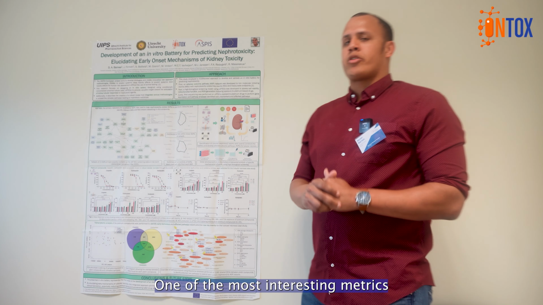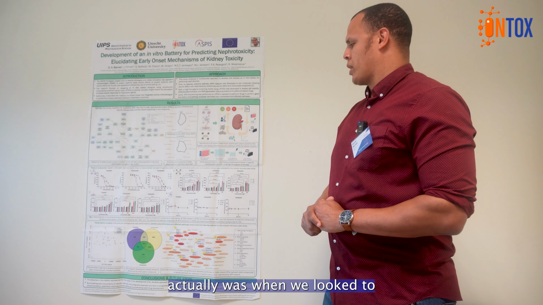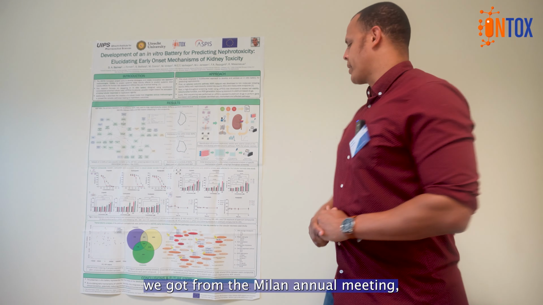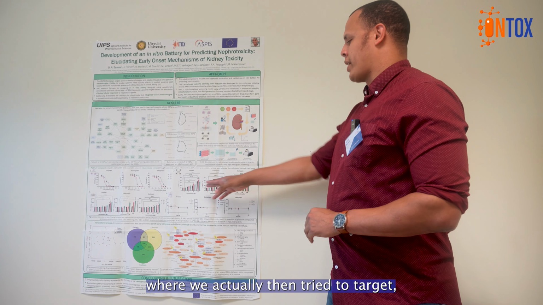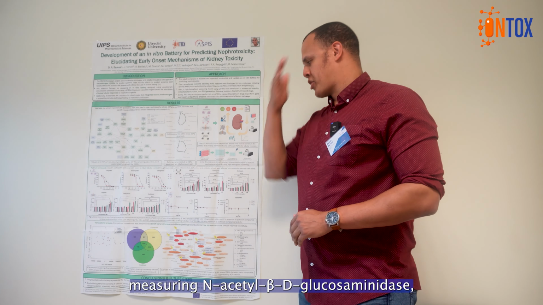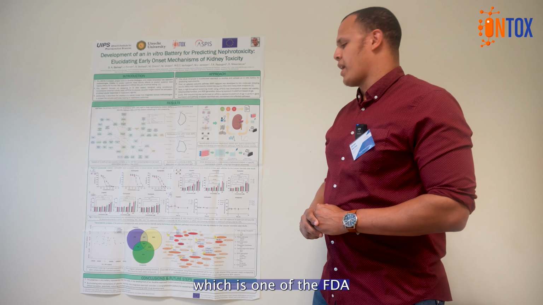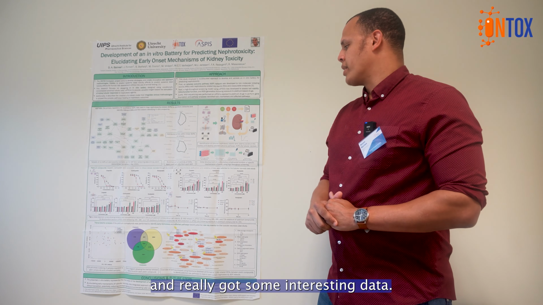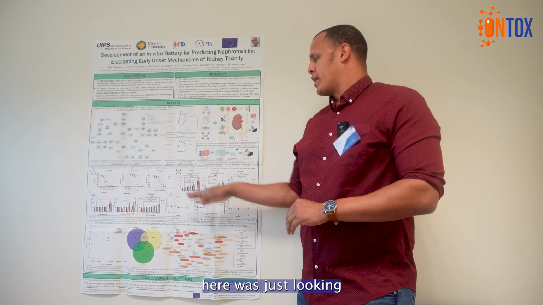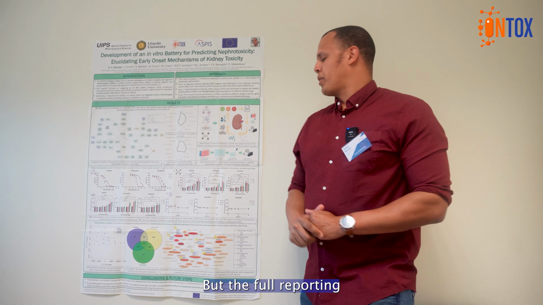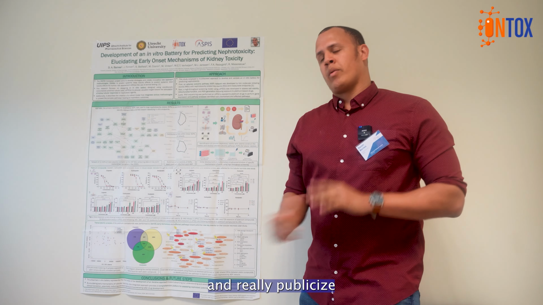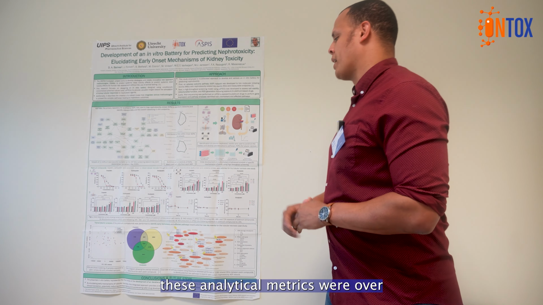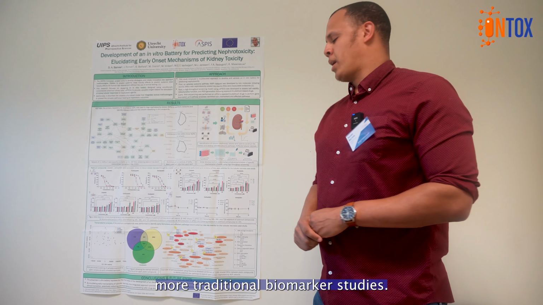One of the most interesting metrics to come out of the report actually was when we looked to really encapsulate some of the SAB-related feedback we got from the Milan annual meeting, where we actually then tried to target, we used an assay measuring N-acetyl glucosaminidase, which is one of the FDA and NIPH approved urinary biomarkers, and really got some interesting data. Even more so, the data that I show here was just looking at various metrics within this, but the full reporting will actually go into a lot more detail and really publicize exactly how much better these analytical metrics were over more traditional biomarker studies.